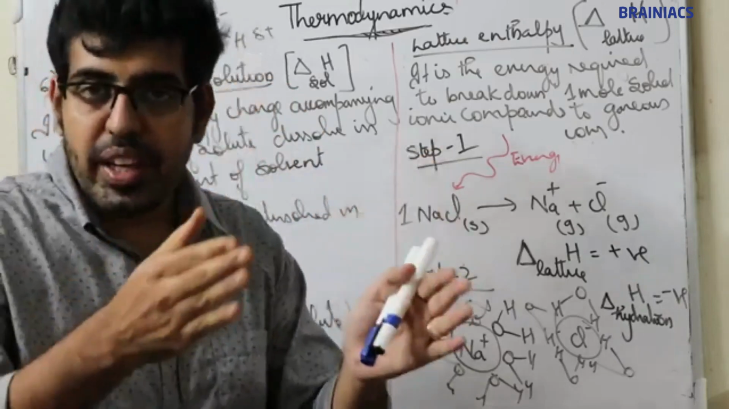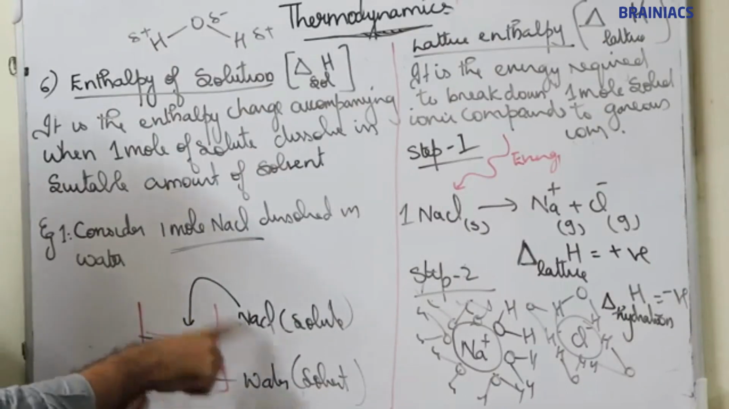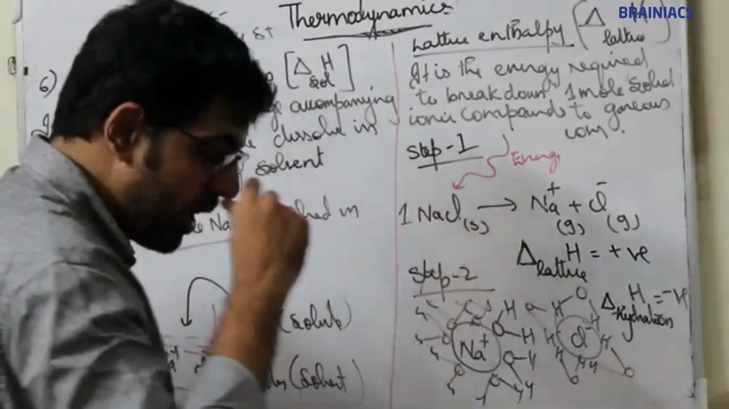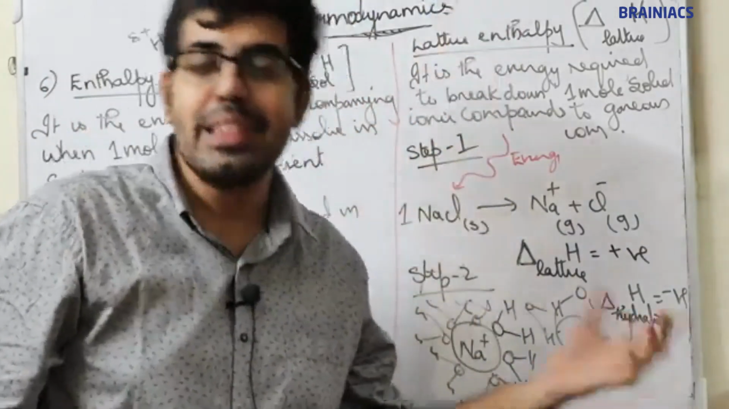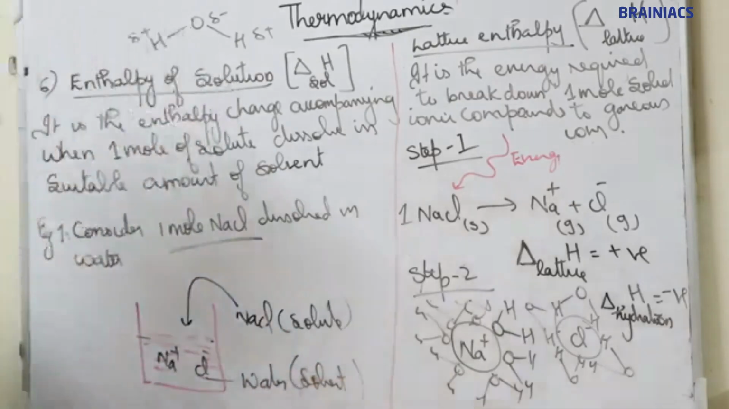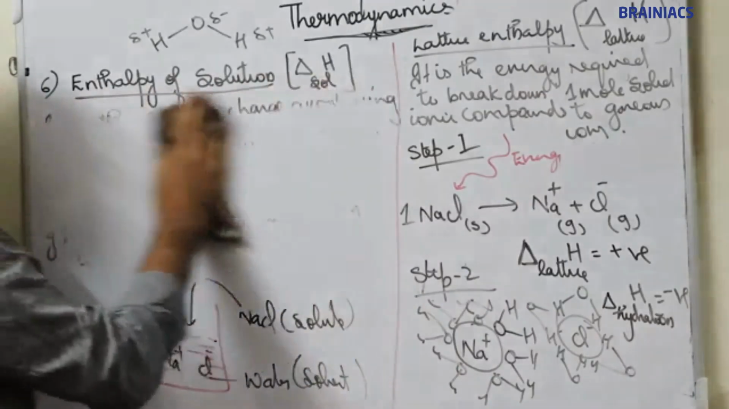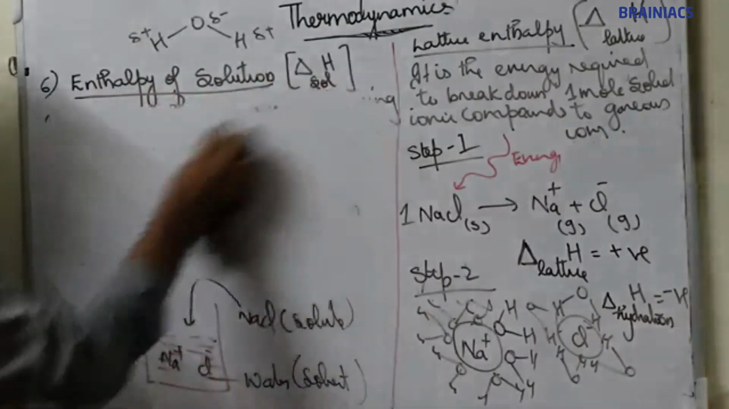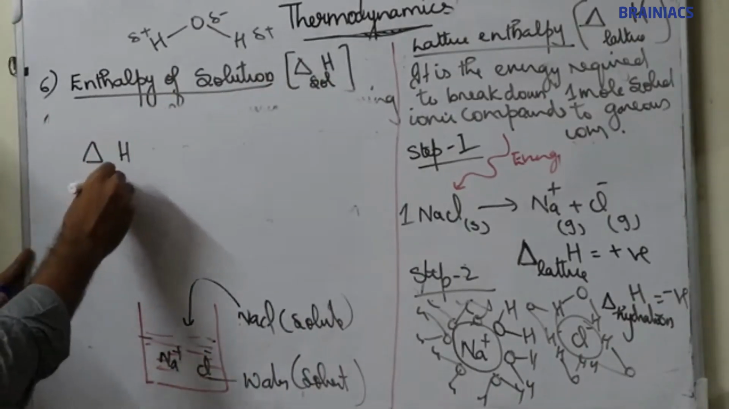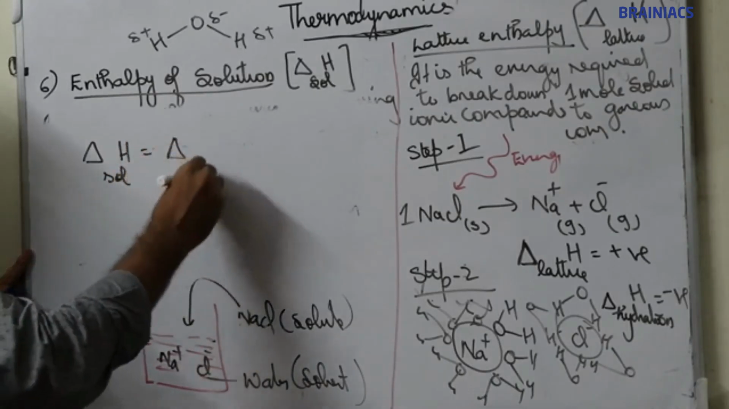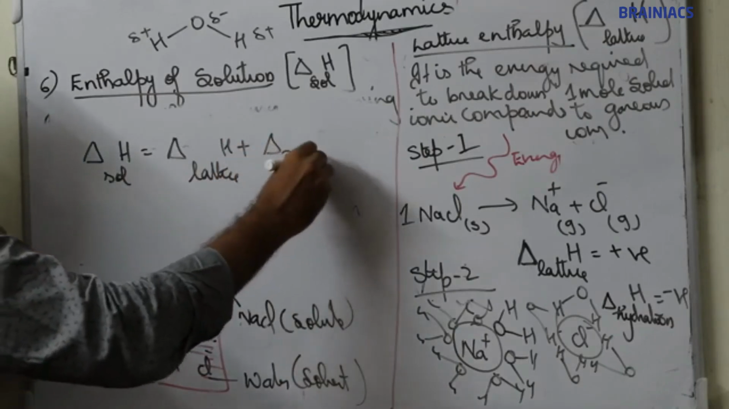Now, after splitting, this Na plus and Cl minus which exist in water are surrounded by water molecules, and that process is known as hydration. Due to hydration, energy is released. That energy is known as hydration enthalpy. Now, enthalpy of solution is the sum of lattice enthalpy and hydration enthalpy. Enthalpy of solution, delta H SOL, is equal to the sum of lattice enthalpy plus hydration enthalpy.